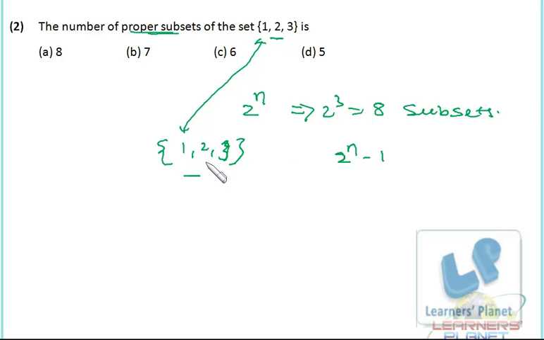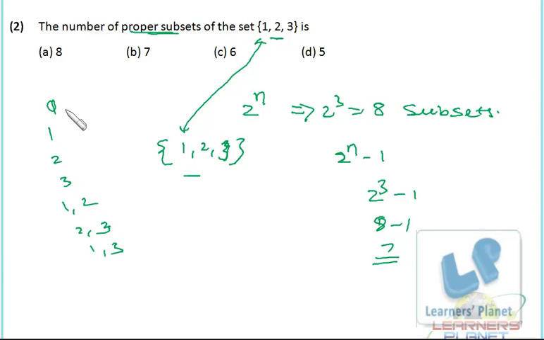So if we take this out, we eliminate this, we'll be left with 2 raised to 3 minus 1, that is 8 minus 1, that is 7. So there will be 7 proper subsets of this set. You can say the null set, then 1, 2, 3, then 1 2, 2 3, 1 3, right? 1, 2, 3, 4, 5, 6, 7. So these 7 are proper subsets; I'm sorry, this one is the null set. These 7 are proper subsets.